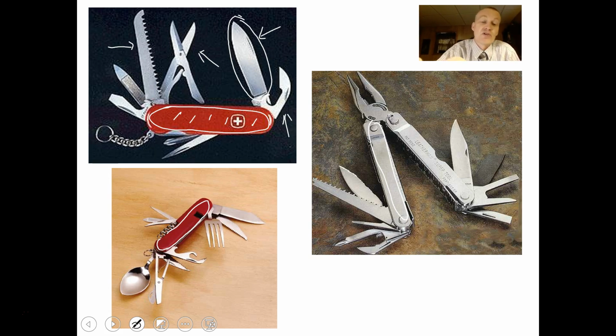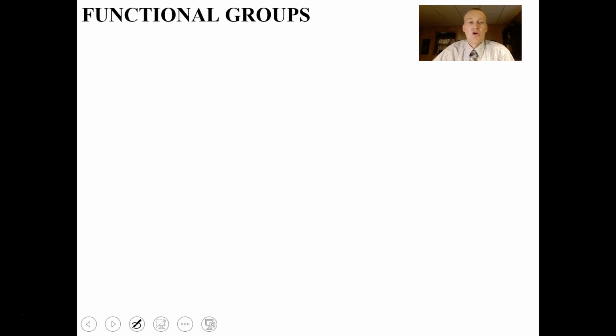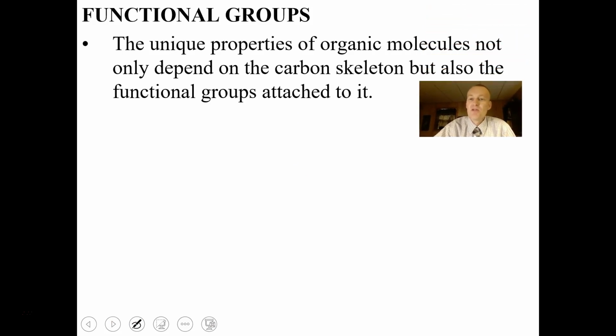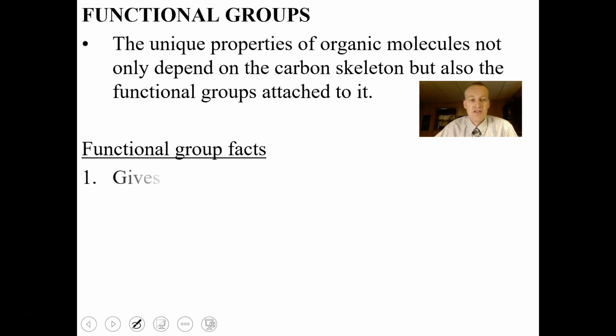So for example, in the Swiss Army knife, this particular functional group, the knife blade, gives you the ability to cut. This one gives you the ability to cut like scissors. This one gives you the ability to saw. So it's not much different than what atoms do. So carbon being the backbone, there are functional groups that are actually attached to it. So the unique properties of organic molecules not only depend upon the carbon skeleton, but also the functional groups that you have attached to it.